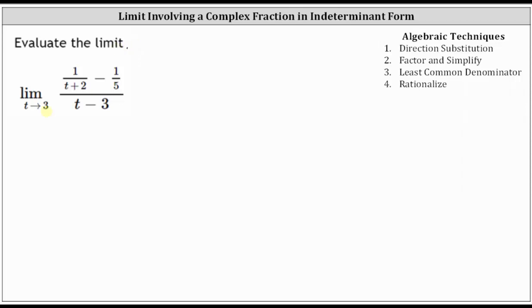Last, we evaluate the limit. Notice how we have the limit of a complex fraction as t approaches 3. If we try to perform direct substitution to determine the limit, notice how in the numerator we have 1/5 minus 1/5, which is 0. In the denominator we have 3 minus 3, which is also 0, giving us the indeterminate form of 0 divided by 0.